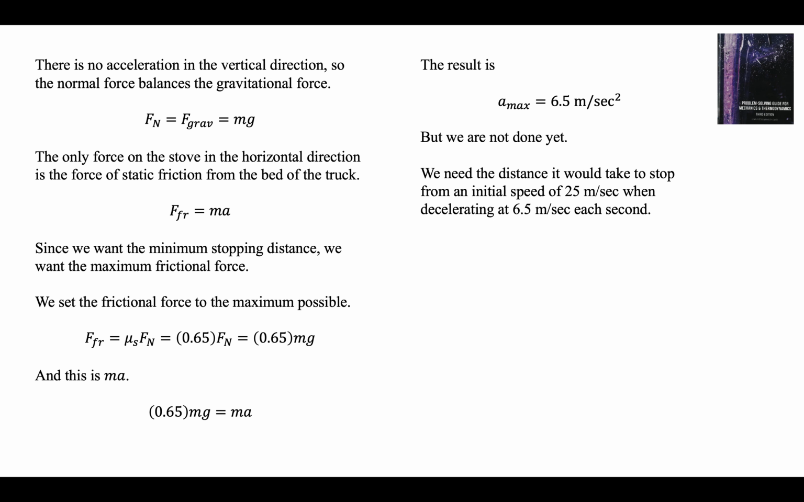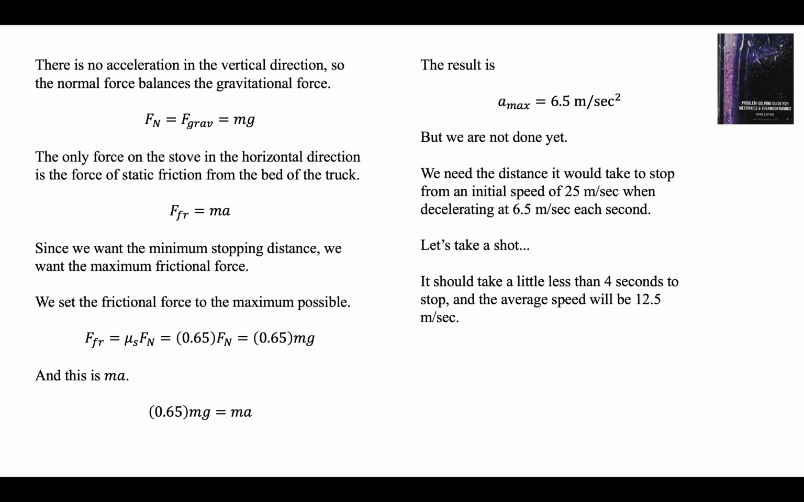We are not done yet because we need the distance. The problem asks for the minimum distance, not the acceleration. The distance it would take to stop a car from an initial speed of 25 meters per second when slowing down at 6.5 meters per second each second. Let's take a shot. Slowing down at 6.5 meters per second every second, that's about 4 seconds, right? A little bit less than 4 seconds to stop. You're starting at 25, you're taking away 6.5 each second. The average speed over the stopping is the average of 25 and 0, that's 12 and a half. 12 and a half times 4 is about 50, a little bit less than 50.